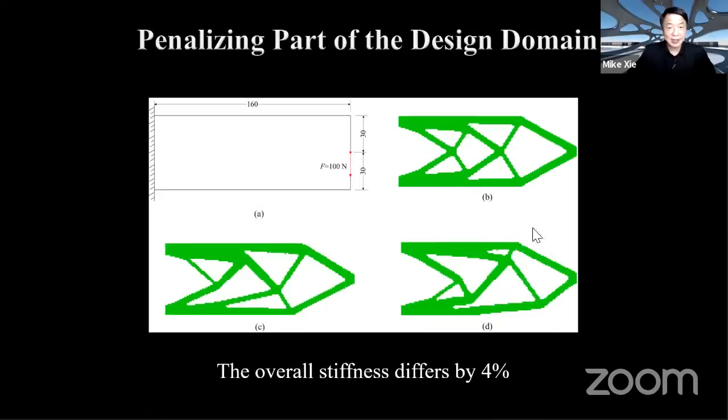And you can also artificially make some regions of the design domain weaker. So you can say, I want the structure to have more material in the upper half. So you would get 2 new solutions. And these 3 designs have quite different shapes, but structurally they're all quite efficient.